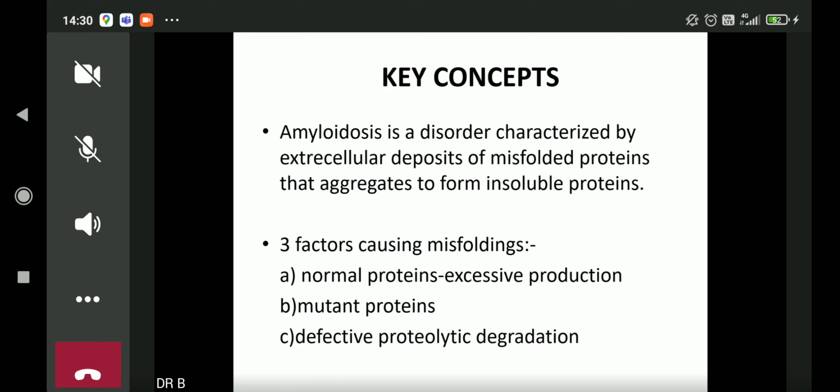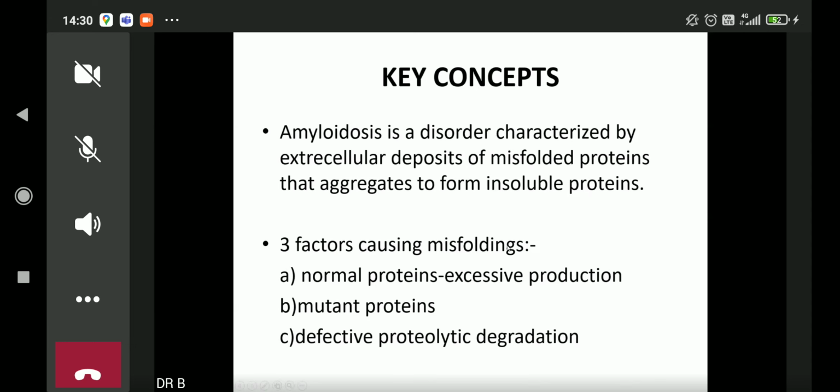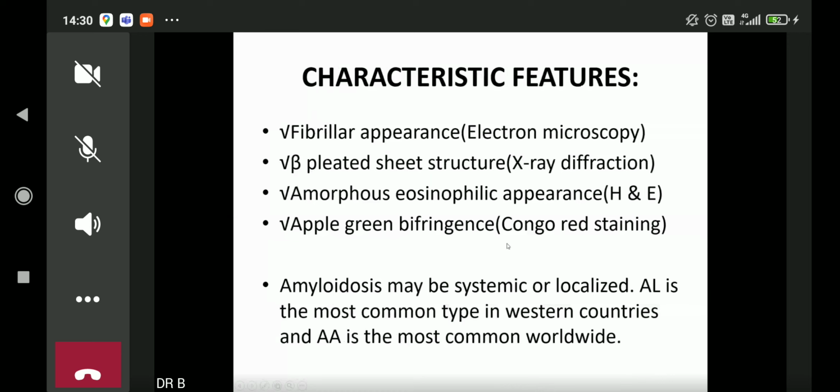It's a disorder characterized by extracellular deposit of misfolded proteins that aggregate to form insoluble compounds. Three factors cause misfolding: normal proteins are either being overproduced, or mutant proteins are being produced, or proteolytic degradation is defective. So these are the three major factors because of which amyloid deposits.